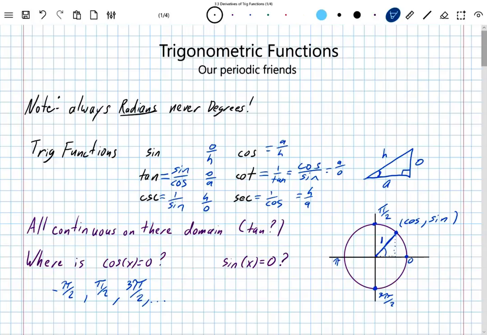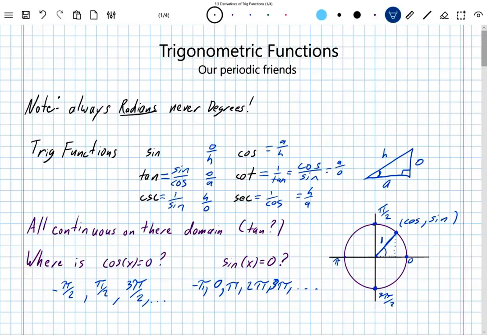Similarly, sine of x is 0. That's going to happen when my y value is 0. When is my y value 0? It looks like that happens over at 0, but also at pi, but also at 2 pi, but also at 3 pi, and also going backwards the other way at negative pi. Okay, all these functions are periodic, so any answers are going to come up over and over again. Right, but that's just going to happen whenever I am at 0 or pi.